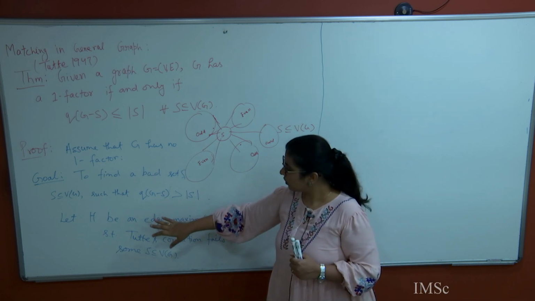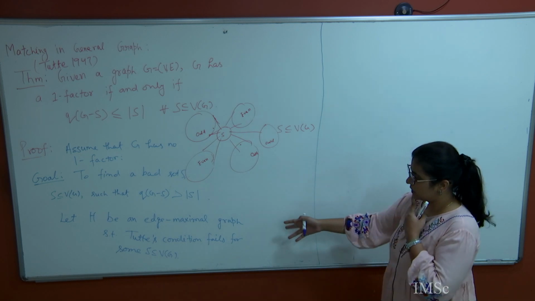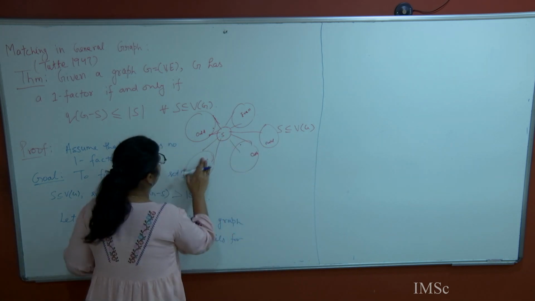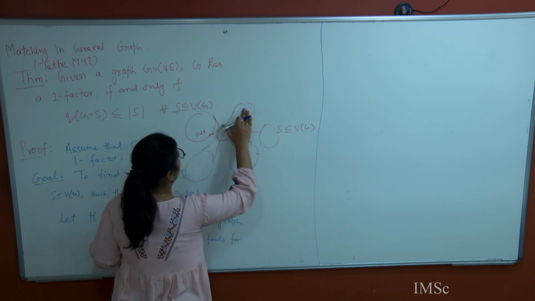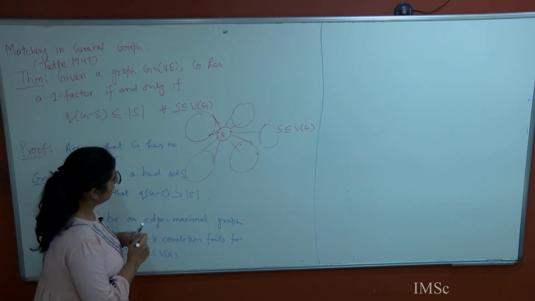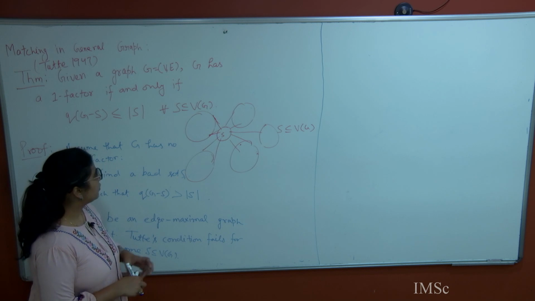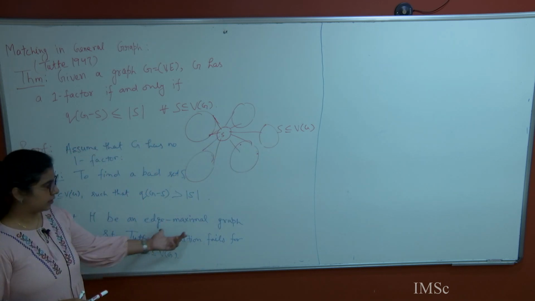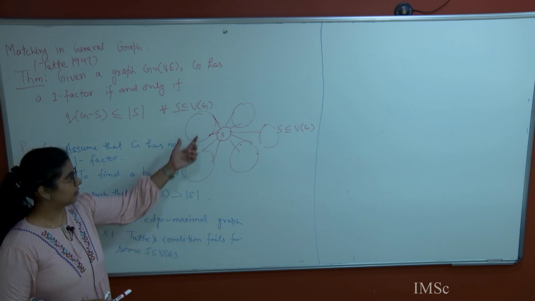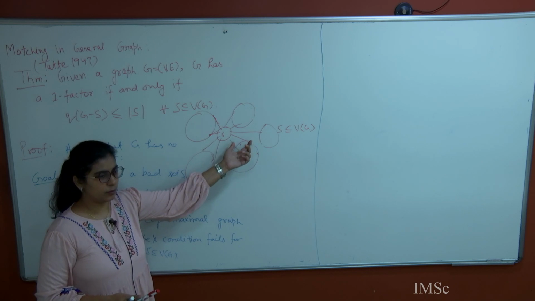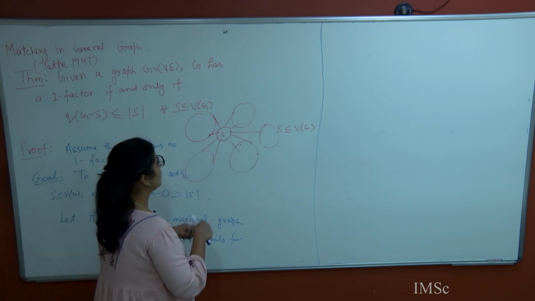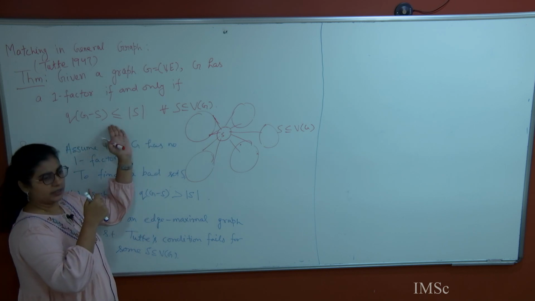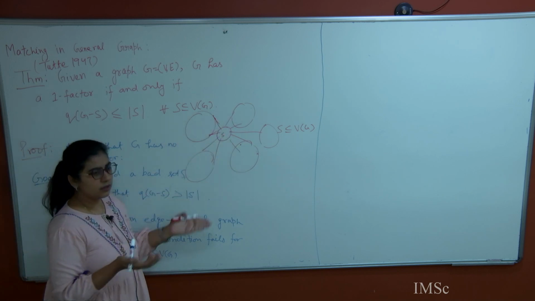Suppose you have some set S, and these are some components. Now how will this graph look? What can you say about these components? This is an edge maximal graph. Every component should be a clique, because I can add edges. Tutte's condition does not depend on the inside, because it talks about the cardinality. We are not looking at the graph. So every component can be a complete graph.